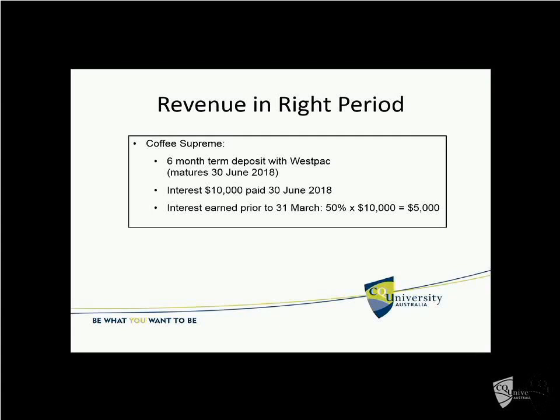And so the interest that they actually earn, the economic substance, the interest earned in the 3 months to the 31st of March, is half of that. So half of $10,000, $5,000. So they've actually earned some revenue, interest revenue, $5,000 during the period, but they're not getting paid for it until the next period.